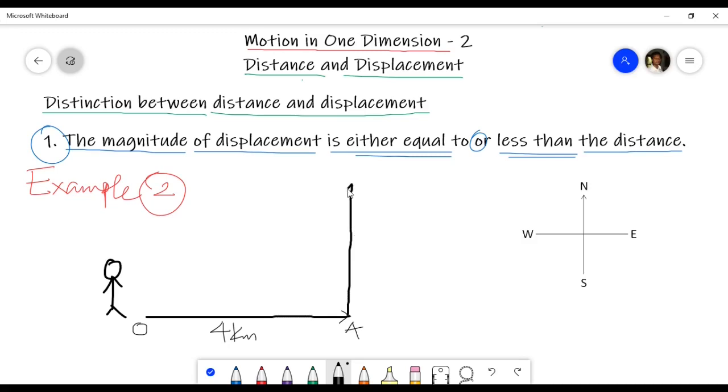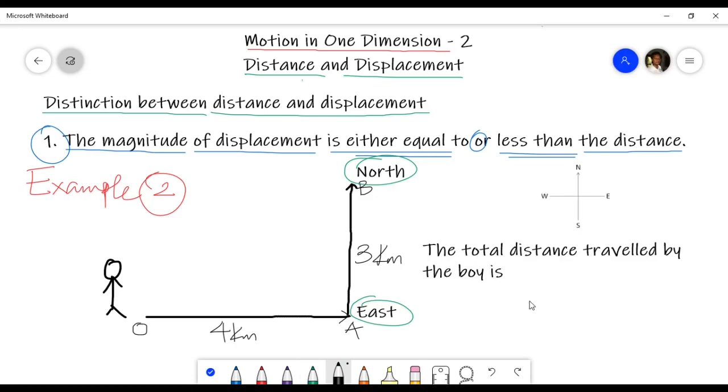Like you can see on the screen, the boy is traveling 4 kilometers eastward and he decides to change his direction, and then he's traveling 3 kilometers towards north. I hope you understood this. The boy is traveling 4 kilometers eastwards, and then from A he changes his direction and moves 3 kilometers northwards. So the total distance traveled by the boy here is how much?